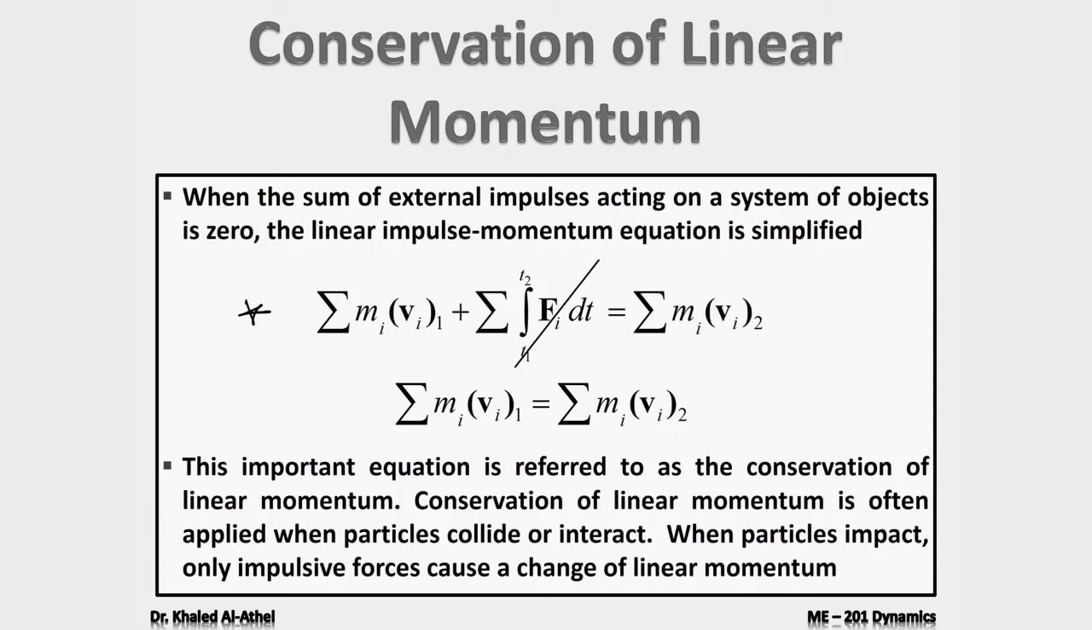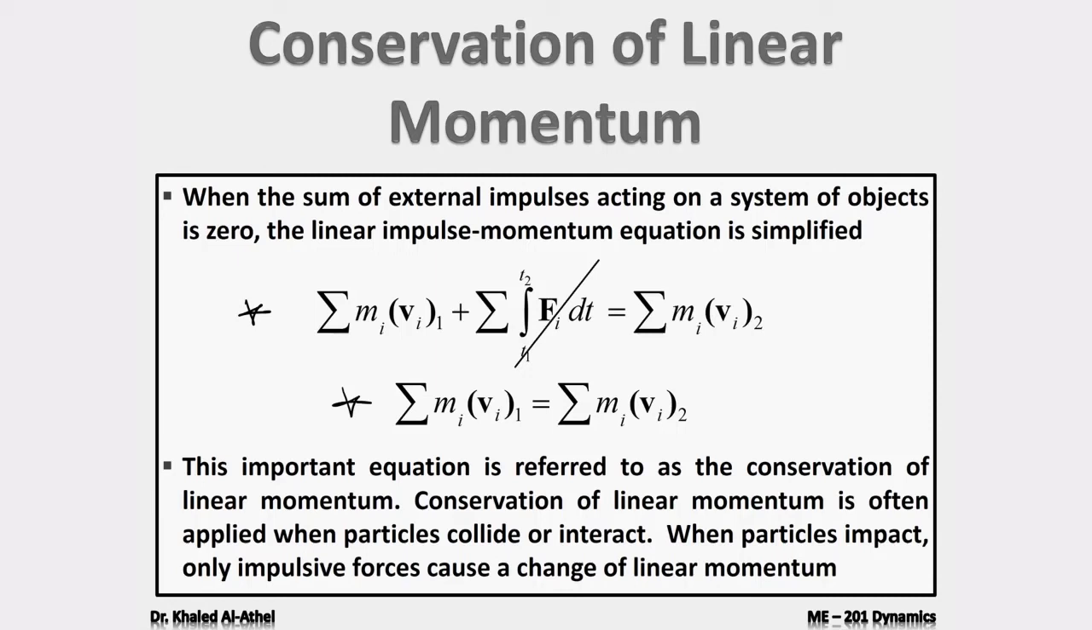When the sum of external impulses acting on the object is zero, so I have different forces giving me impulses, but these forces will give me not zero impulses. Their summation will give me a zero value. Then I can cancel this summation of impulses, and I end up with conservation of momentum, meaning the initial summation of linear momenta should equal the final summation of momenta.